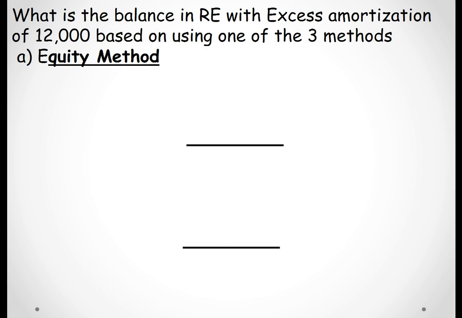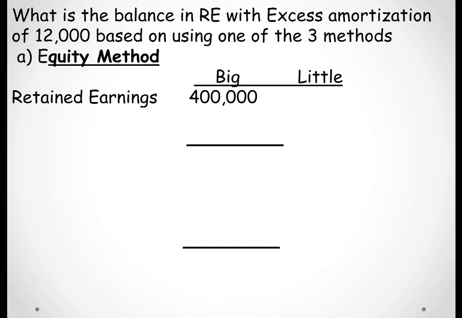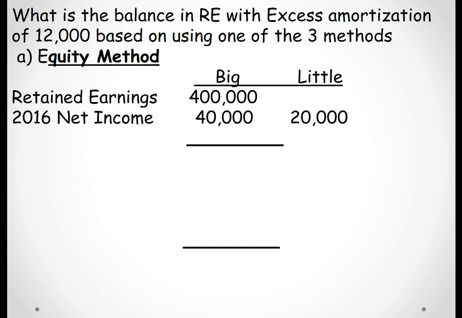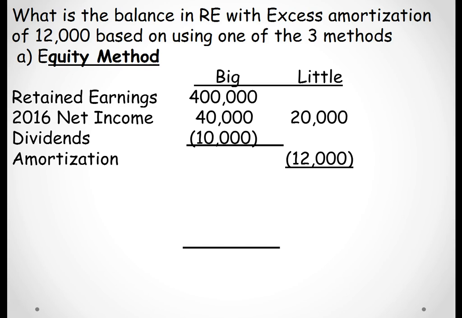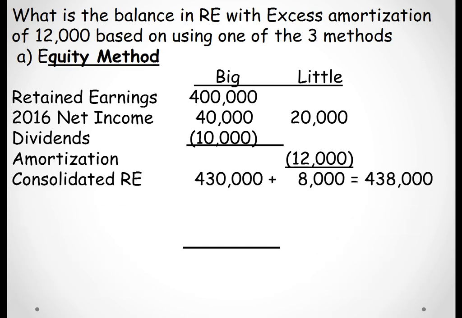Now, under the equity method, what is the balance in retained earnings with excess amortization of $12,000 based on using one of the 3 methods? So we're going to start with the equity method. We have Big's retained earnings. We have their net income for 2016 plus the net income of Little. Then we subtract our dividends, and then we adjust for amortization. Now, we don't do anything for Little's dividends because those are an adjustment to the investment account. They're not income. So we get consolidated retained earnings at the end of 2016 of $438.